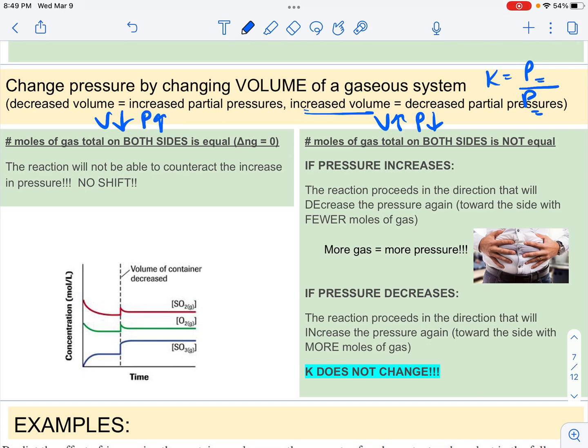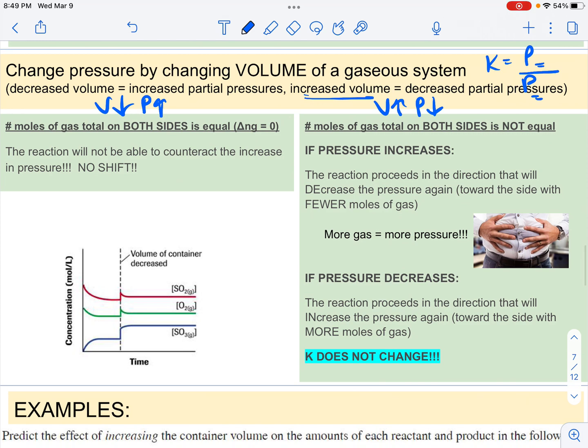And so what you need to remember is that the reaction is going to do the opposite of what you make it do. It will try, but if the moles of gas on both sides are equal and the change in moles of gas is zero, then the reaction will not be able to counteract this. Okay, so we can look at this and see that in this case, there's a change, which means that this reaction must have different moles of gas on each side of your arrow.